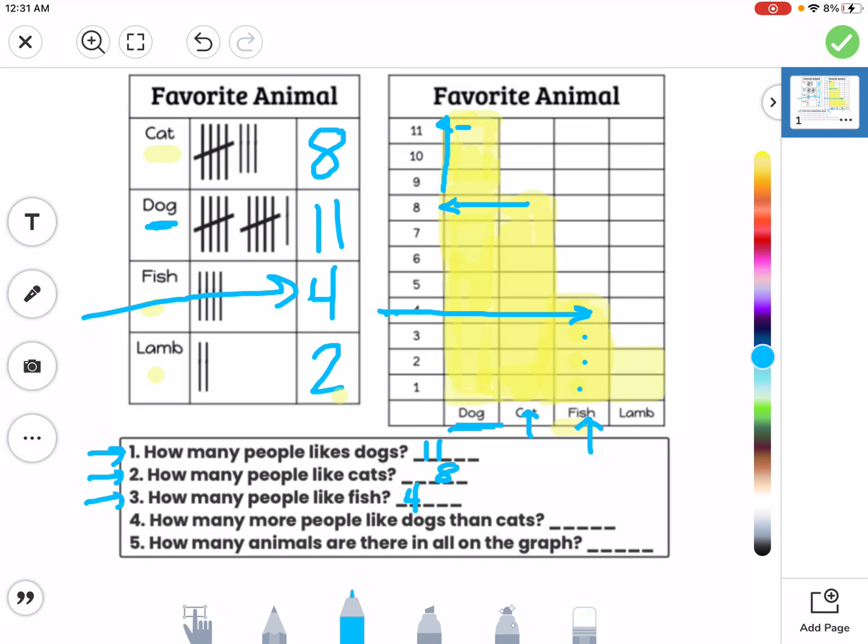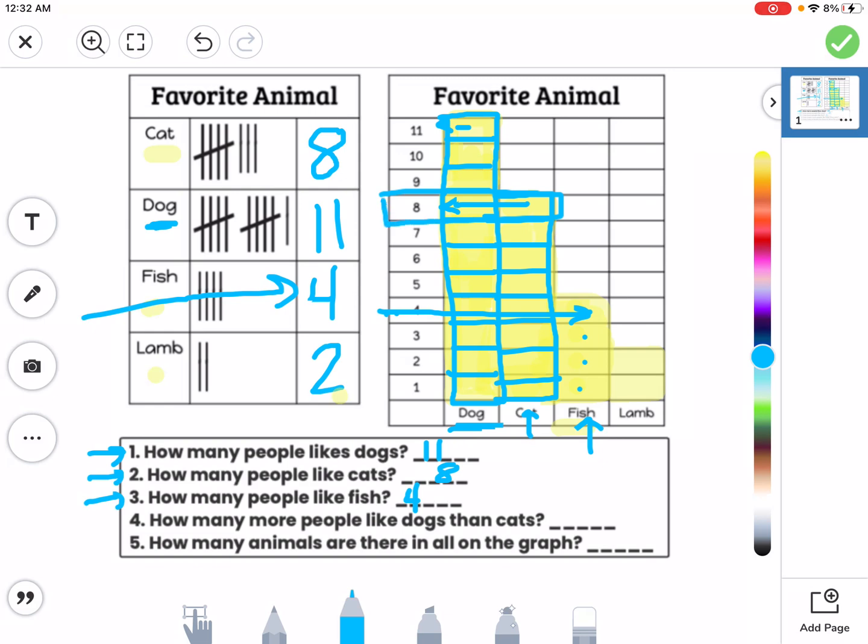Okay. Dogs. How many people like dogs? There were 11, right? Okay, here's where it gets tricky. And you're not going to be writing all over your graph like this. Okay, it says how many more people like dogs than cats? Okay, dogs or cats? Dogs and cats are even until they get to 8, right? Till they get to 8. And then, how many more people like dogs than cats?